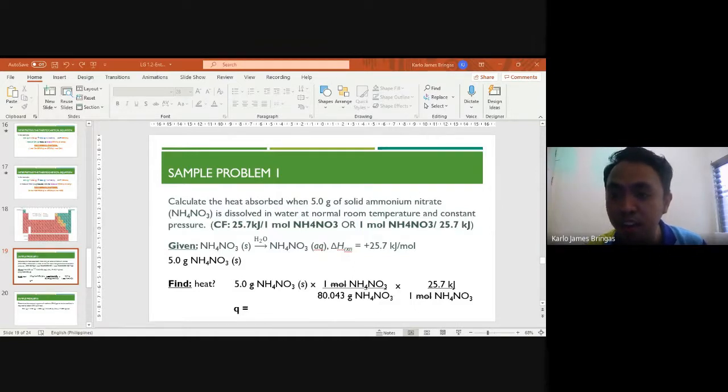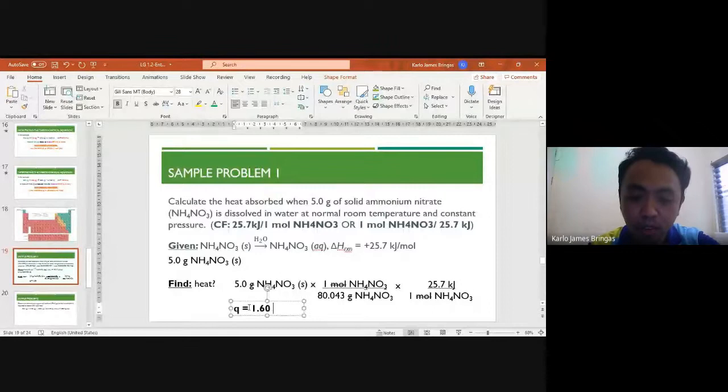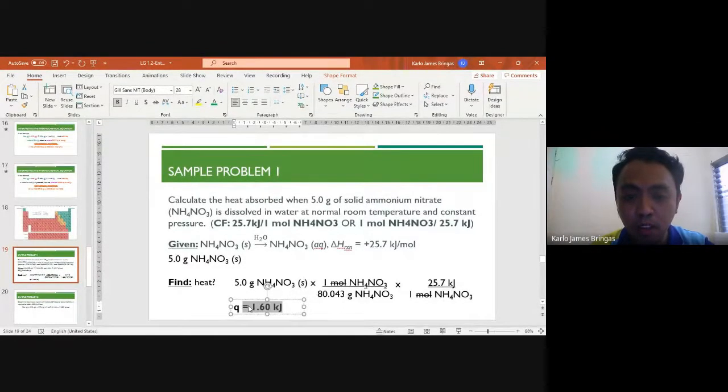Si John na sobraan lang ng slash. Kaori as well has her answer. Same with Kyla. Okay, so let's check. The correct answer here should be the Q is now equal to 1.60 kilojoule. So that is now our answer for this particular problem.